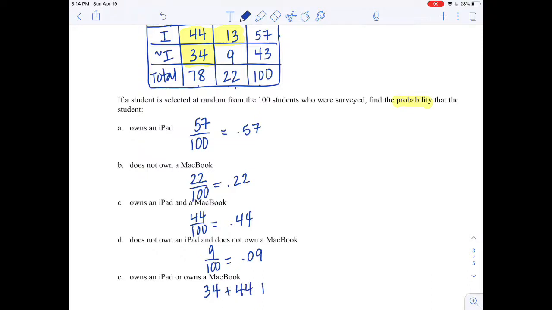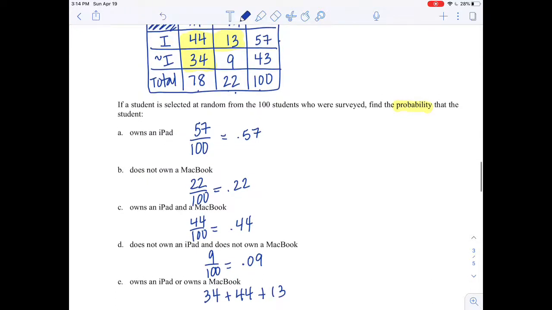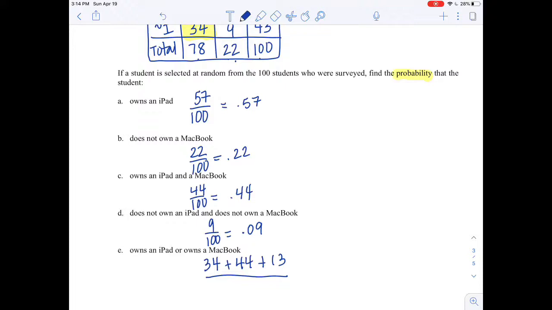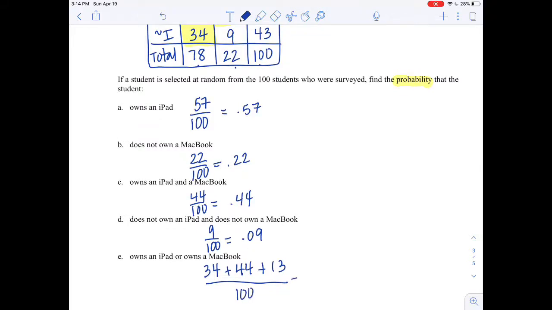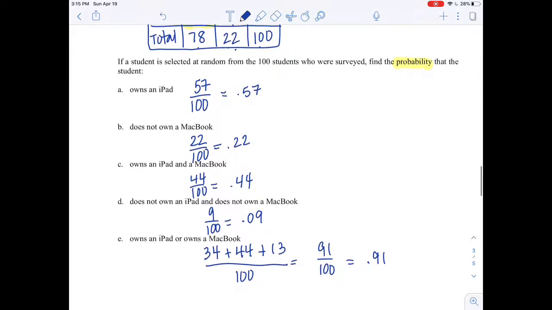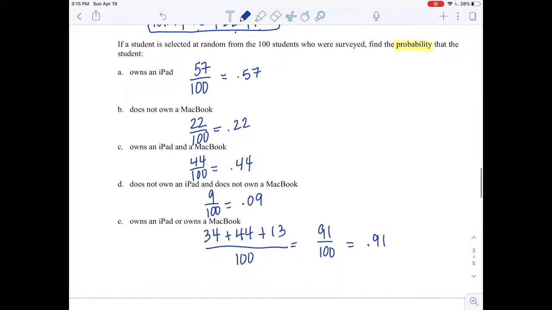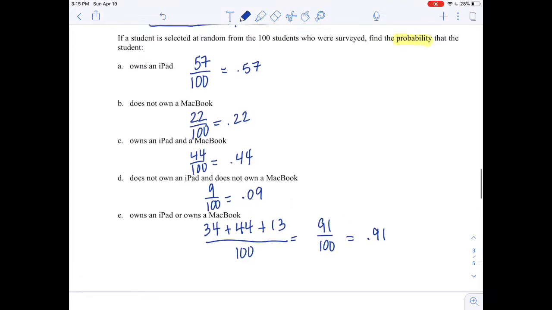You have 44 people who own both. You have 13 people who just own an iPad. So when you add those all together and you put that over 100, that's going to tell you what that is. That should be 91 out of 100, or 0.91, okay? And that's going to tell you what percent of people own an iPad or a MacBook.